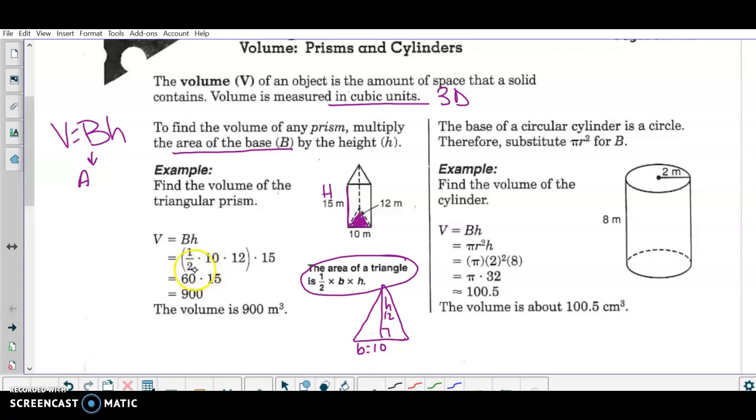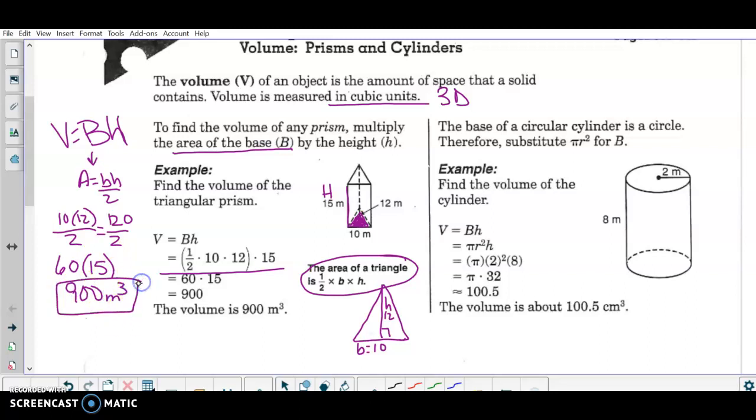I would not necessarily write it like this. I would come over here, I would say, okay, area is base times height divided by 2. You can make that a big H if you want. And I would say 10 times 12 divided by 2 is 120 divided by 2 is 60. And then I would do it times the height of 15 to get my 900 meters cubed. However you do it, just make sure you're showing all of your work so you don't miss any steps.